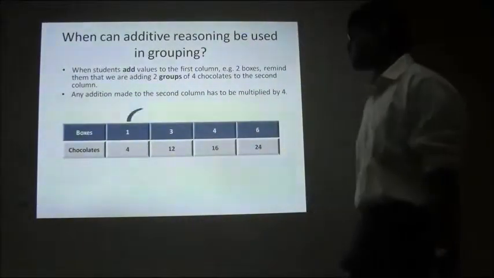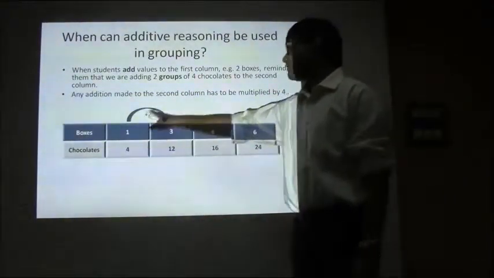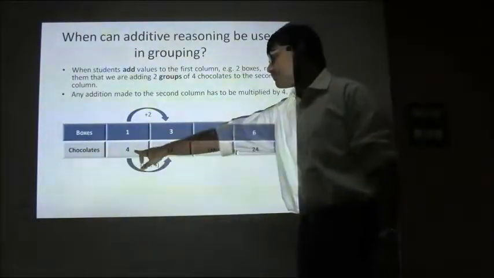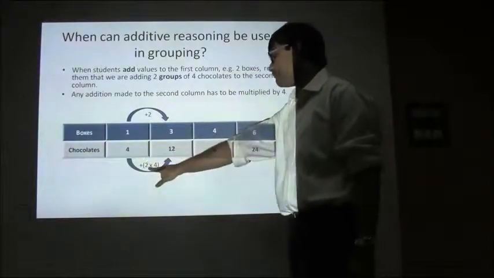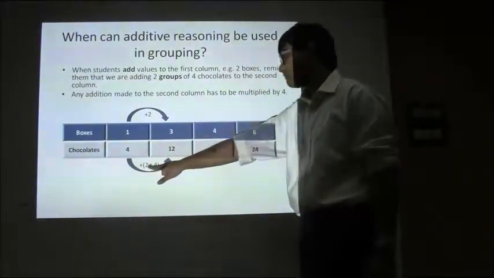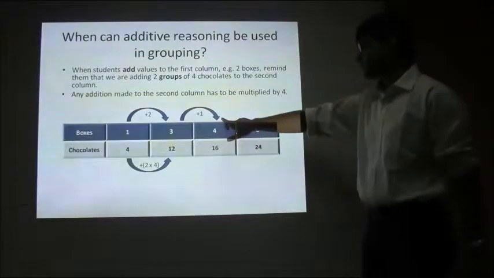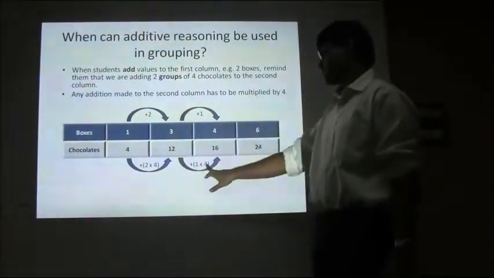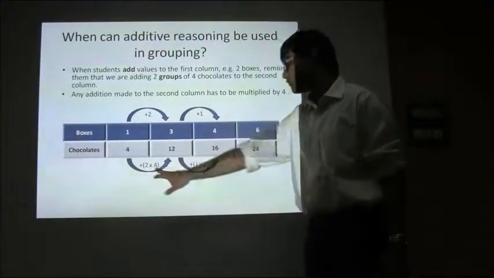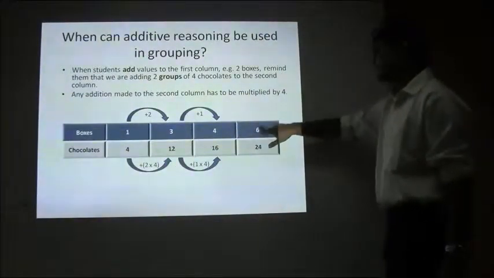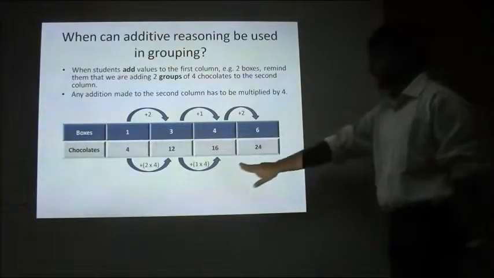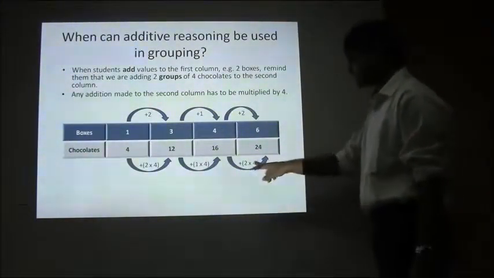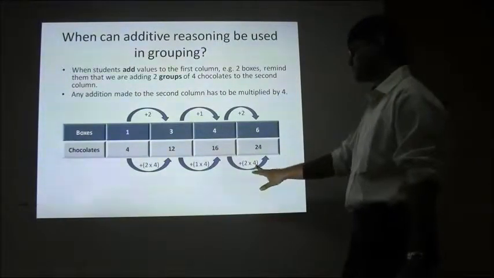Right. So you added 2 to the number of boxes. If you want to do the same thing to the number of chocolates, you have to add groups of 2, which is 2 into 4. Similarly, suppose you added 1. You again do the same thing and add 1 group of 4 chocolates. So as you can see here, it's 2 into 4, 1 into 4, and then you add 2 again here. And the number of chocolates is 2 into 4, because these are two groups of 4 chocolates each.